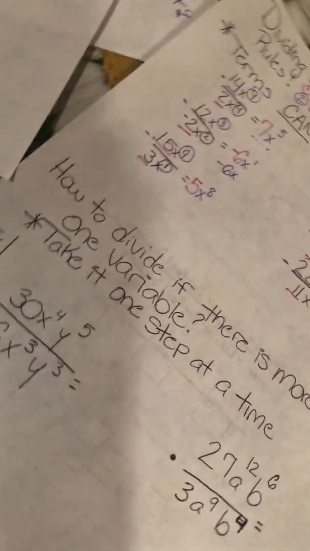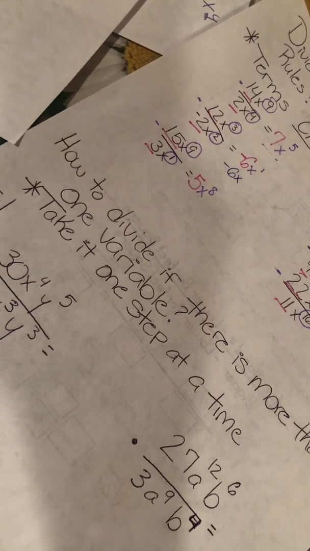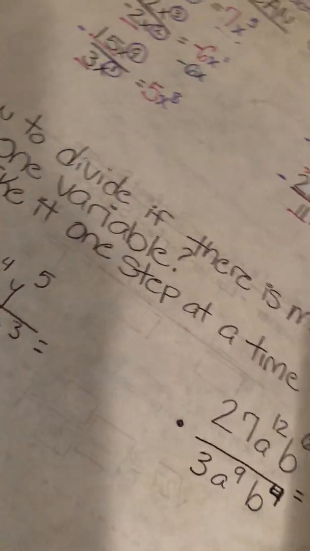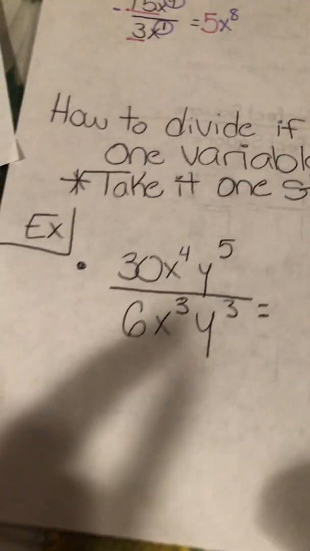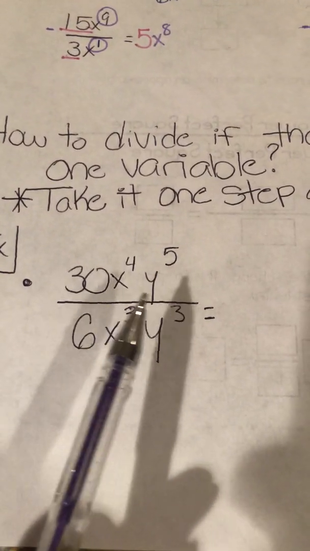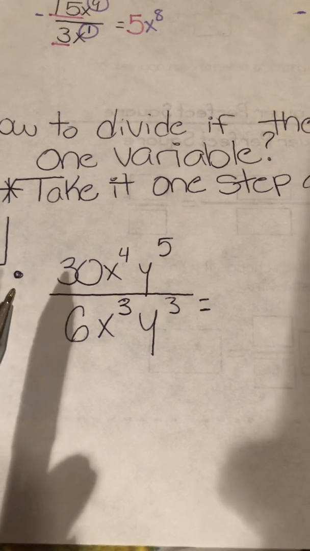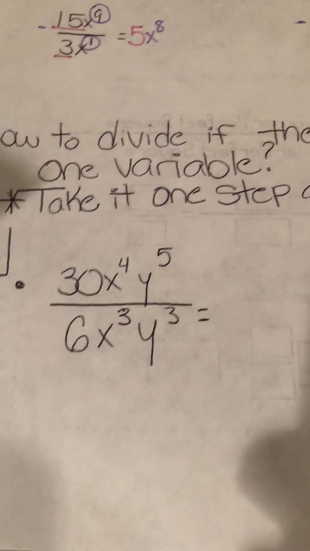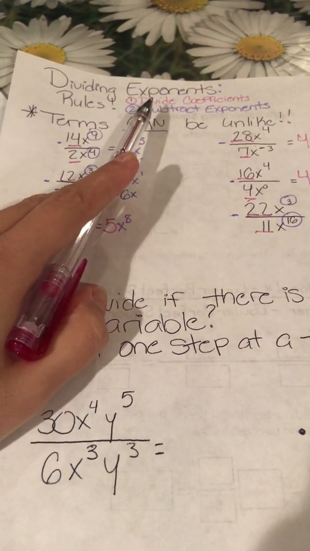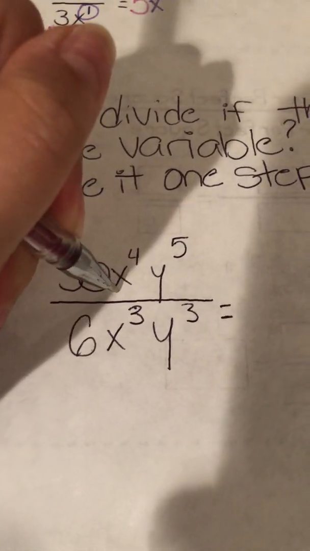All right, so how do we divide if there is more than one variable? Kind of like how we multiplied, we have to take it one step at a time. So this is an example of x's and y's in the same division problem. We take it one step at a time. So the first step is to divide the coefficients. 30 divided by 6 is 5.